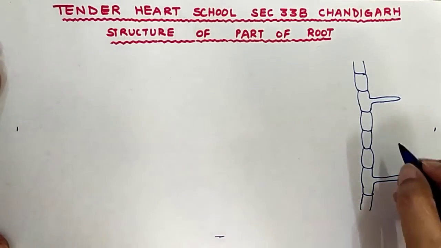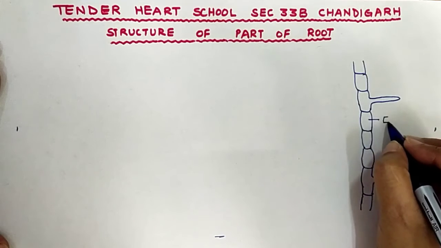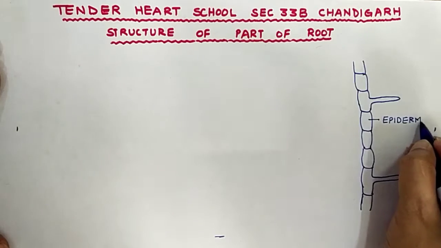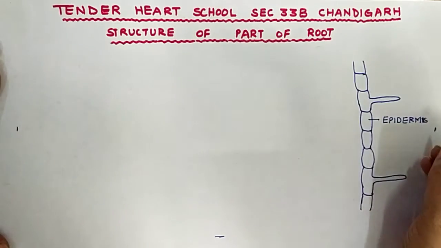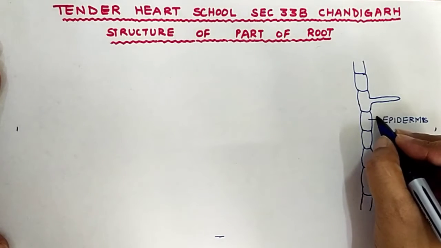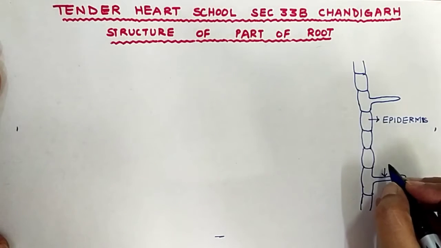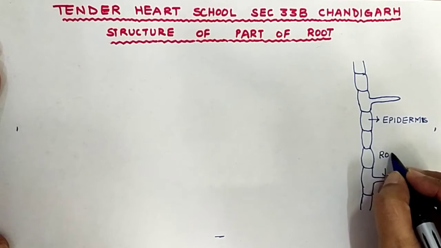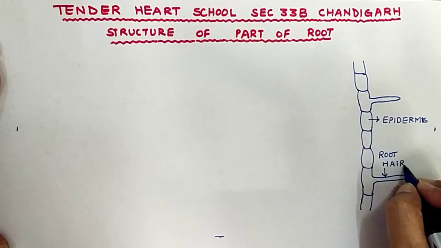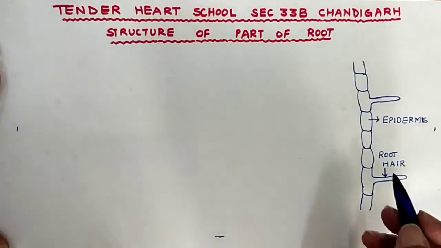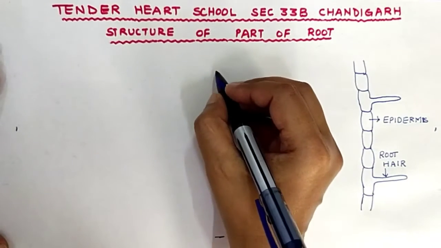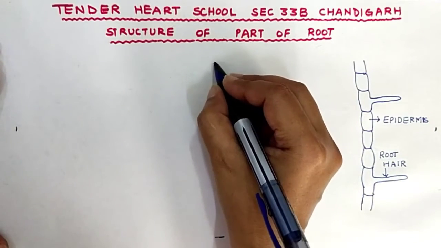So let us label it all. This is epidermis. And this is the root hair. Root hair is just an extension of the epidermis. Now inner to the epidermis we have the cortex.